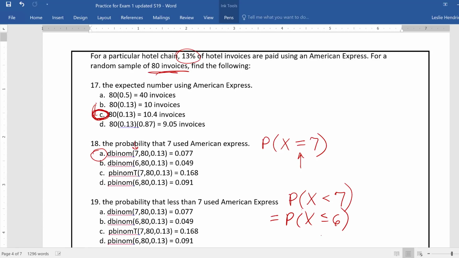So now that we have a less than or equal to sign sitting there, we can use a p-binom function. So that rules out A and B, and we're at C or D. And the probability of being less than or equal to 6 is going to be p-binom of 6.